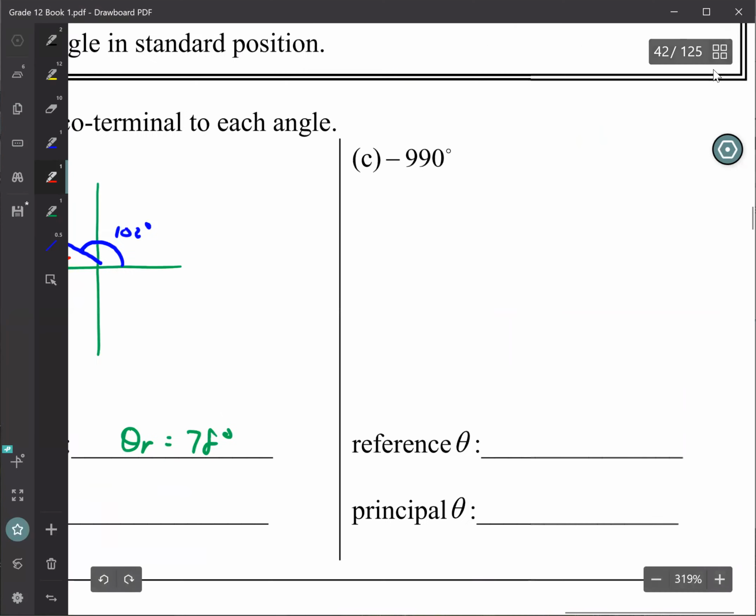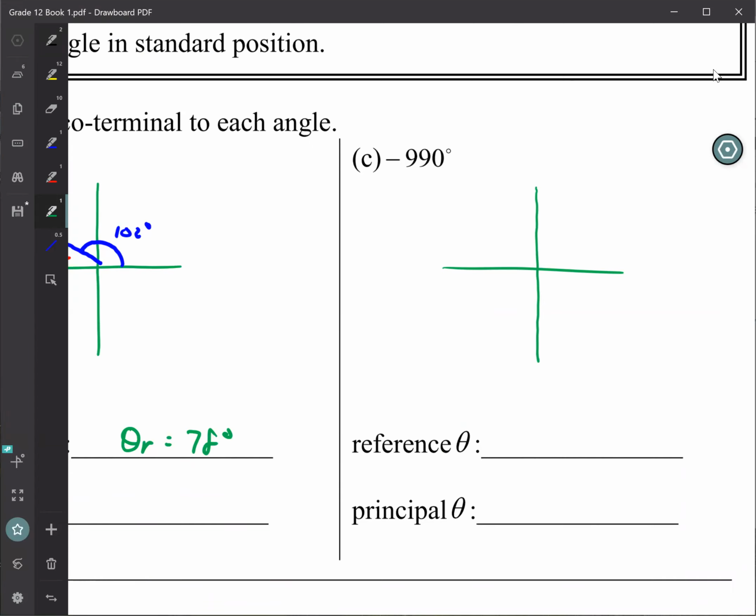Okay, last one. We have a negative, right? It doesn't matter if it's positive or negative, your reference angle is always going to be positive. You just look at the size of it. You don't care about direction. But when you draw it, you have to turn in the correct direction. Once you get the reference angle, please raise your hand.